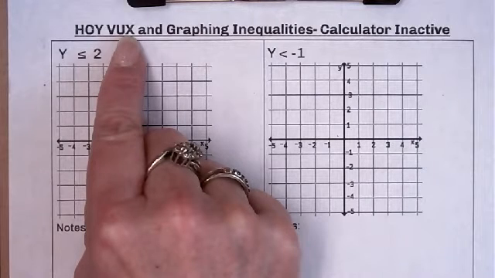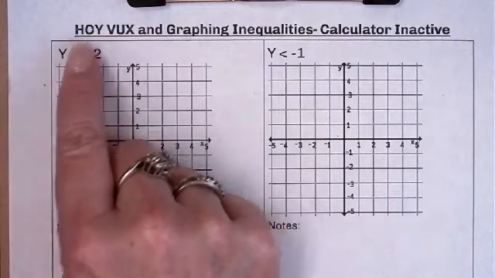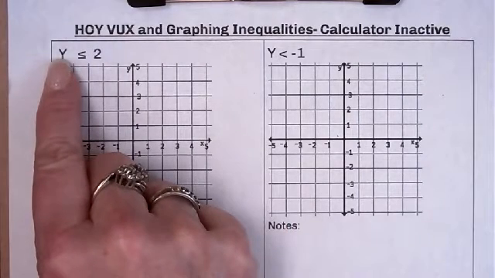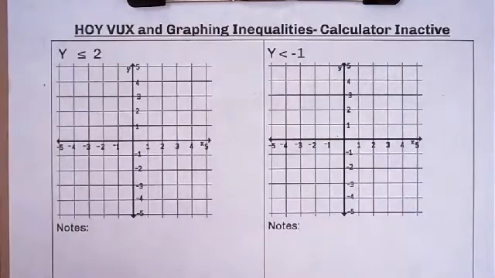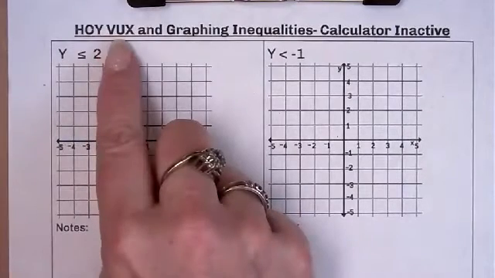Okay, so our first four examples are going to be examples of HOY, because if you notice, you see a Y, but you don't see an X. You see a Y, you don't see an X. Our second page of notes will deal with the VUX, because they will be X inequalities without Ys.